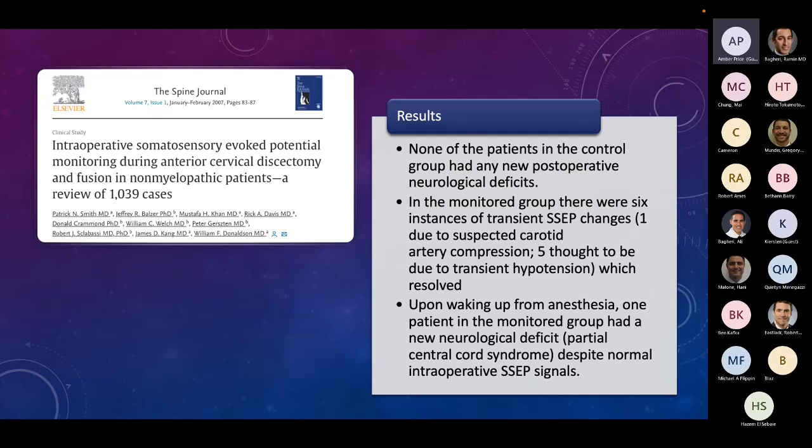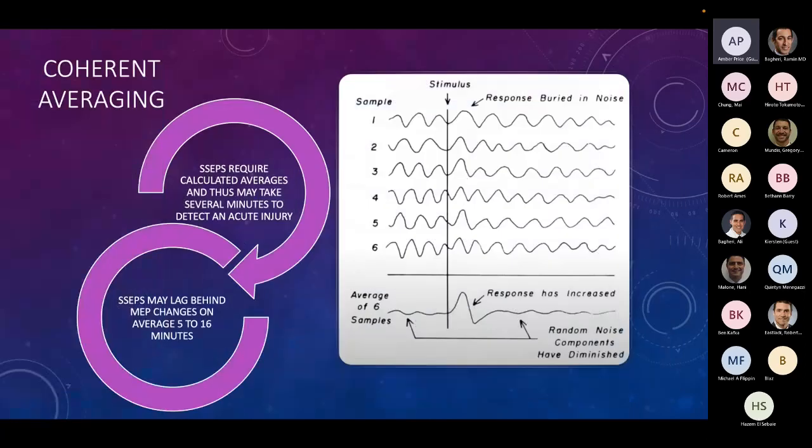Six in the neuromonitored group did have SSEP changes. Five were thought to be due to a transient hypotension, which subsequently resolved, which would be consistent with why there was nothing in the control group, because had you not had SSEP monitoring, they resolved the hypotension regardless of whether or not SSEPs were there, and the patients didn't have any issues. However, there was one patient who woke up with a new neurological deficit. It was a partial central cord syndrome, and this patient had this despite having a normal intraoperative SSEP signal. So it is definitely not perfect.